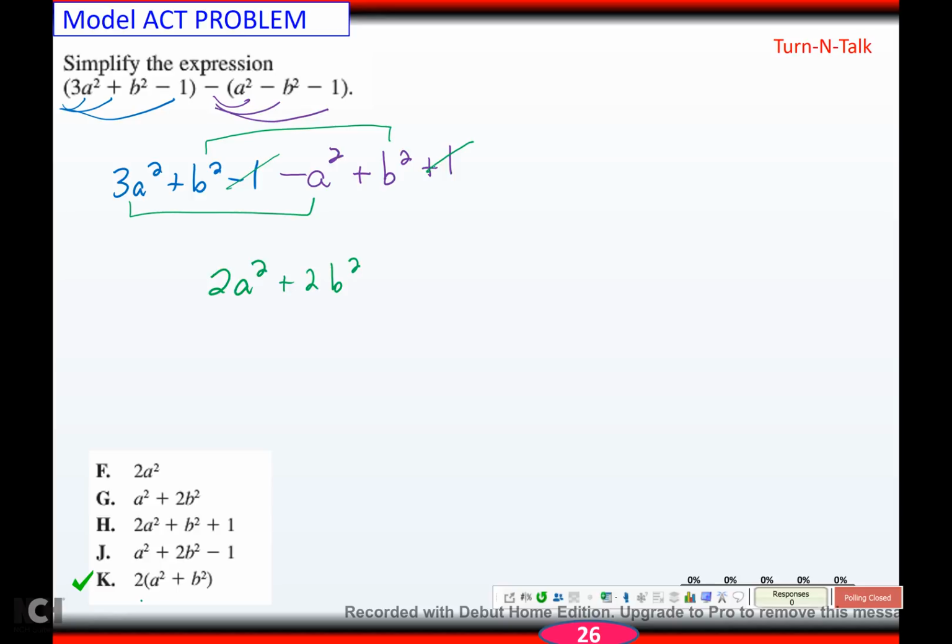So I'm looking at my answers. This isn't there. But I notice if I could factor out a 2, these both have a 2 in common, so GCF by 2 leaves a squared plus b squared, and that's my answer. Okay?